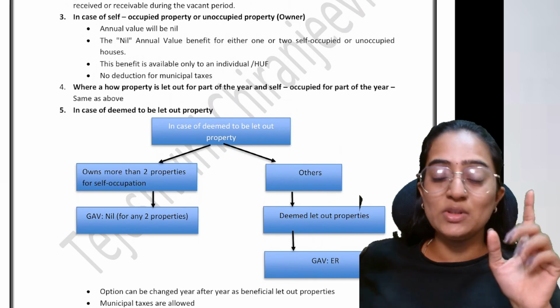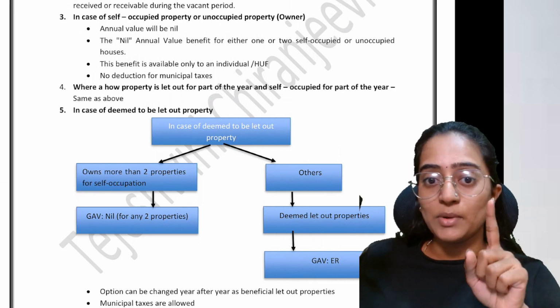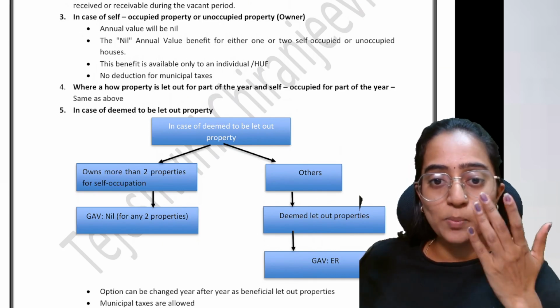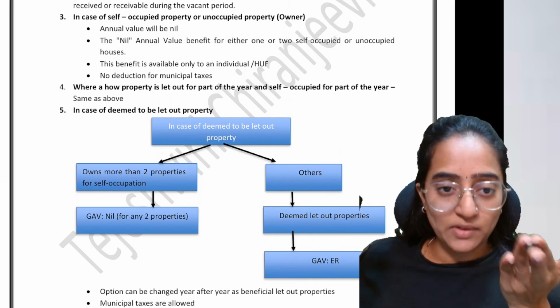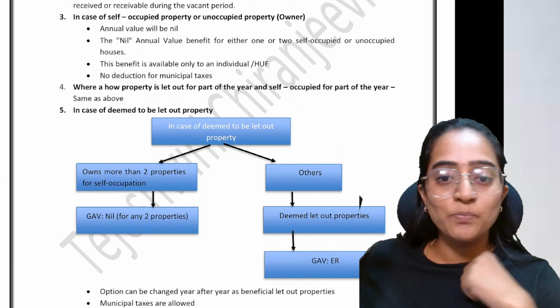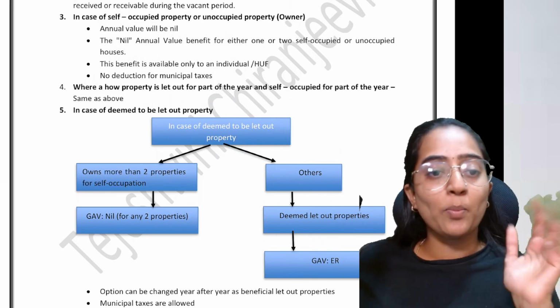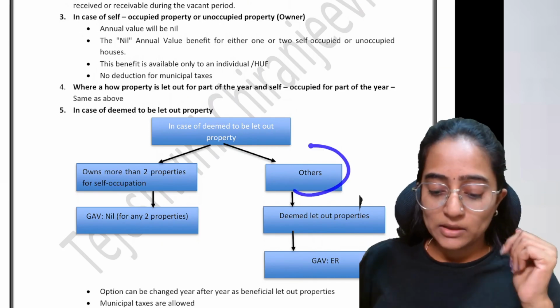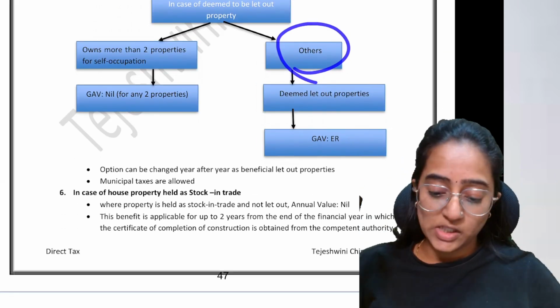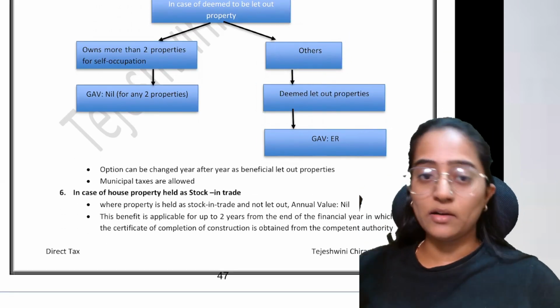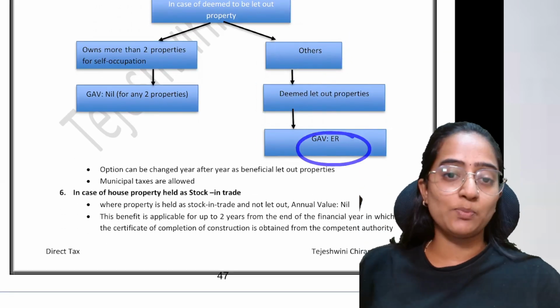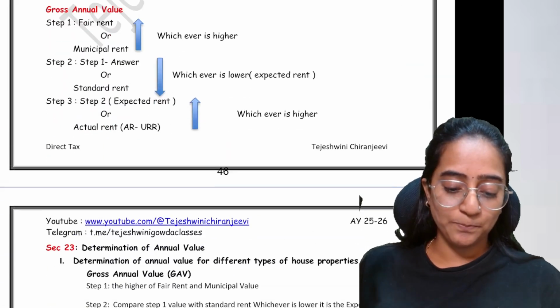For SOP property, all of us know the GAV is nil, because there is no money coming in. You yourself are staying here. You will not give rent to yourself and make it taxable, right? So, for SOP property, the GAV will be nil. What about the others? They are deemed to be let out properties, and the GAV would be the expected rent. Why do I call it expected rent? Very simple. See here.